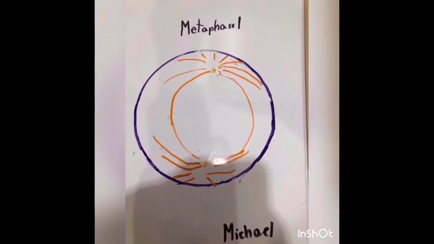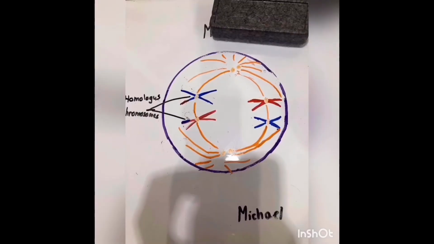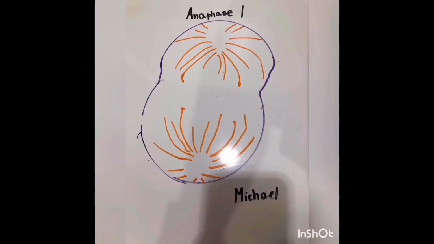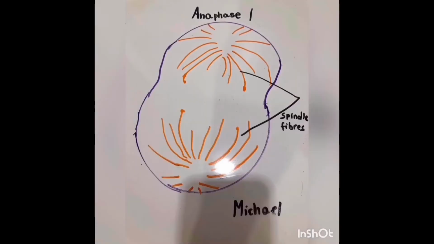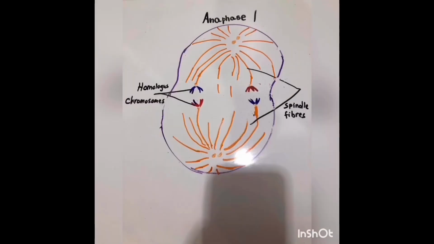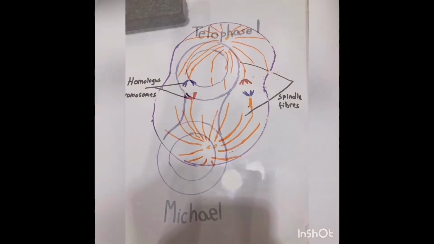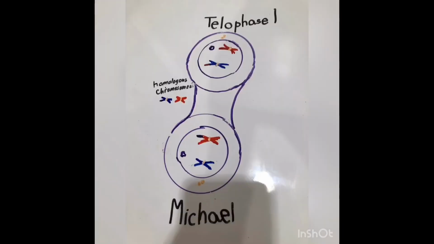Spindle fibers connect and homologous pairs line up. Spindle fibers contract and split, and the homologous chromosomes move to the opposite poles. The cell divides to form 2 daughter cells.